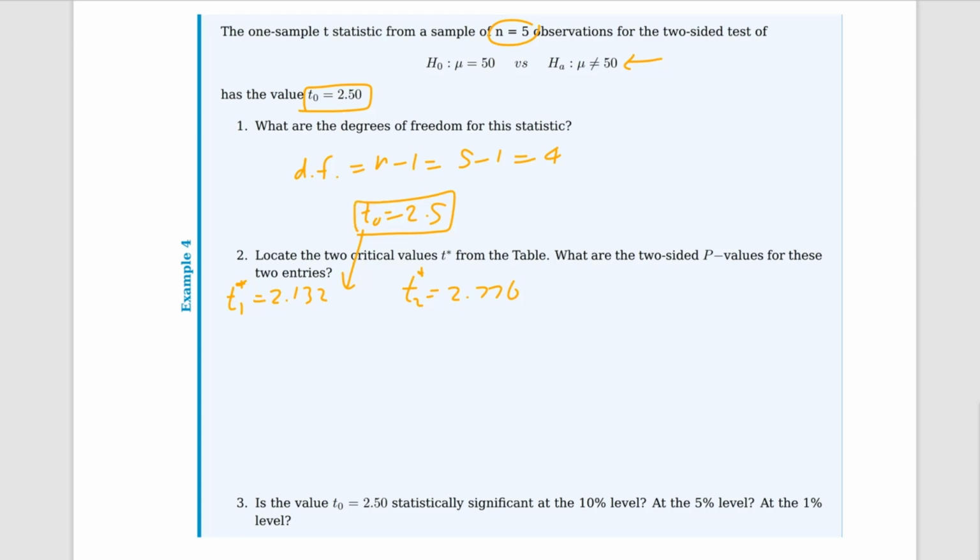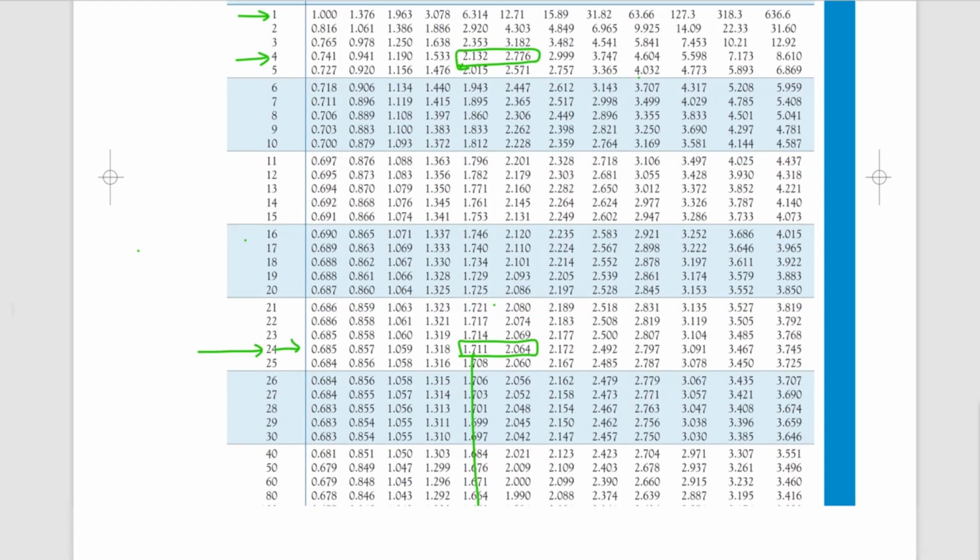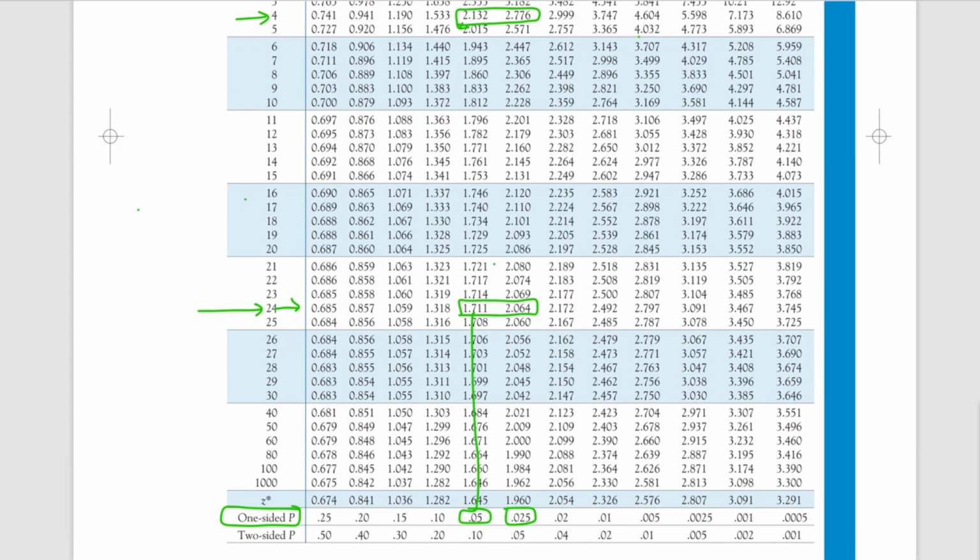Okay. Then we need to find the p-values. How do we find the p-value for the two-sided? It is similar, but let me explain the difference. You see, now it is two-sided, right? Not a one-sided test. Therefore, we should consider the two-sided part. So you see here, two-sided p-value.